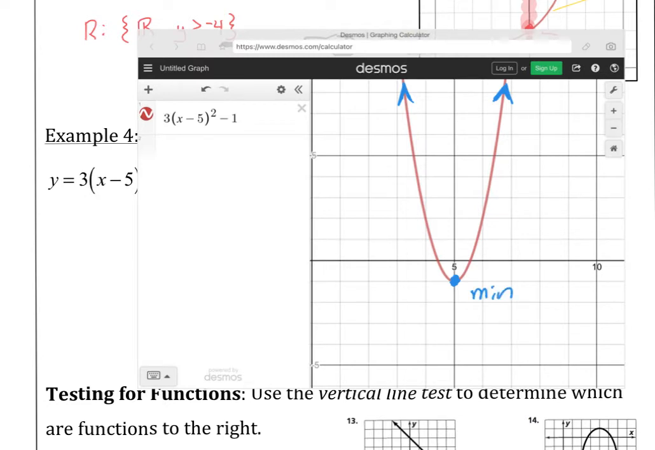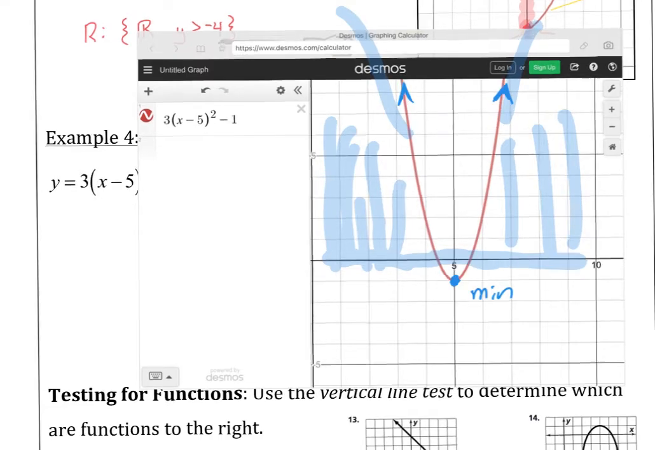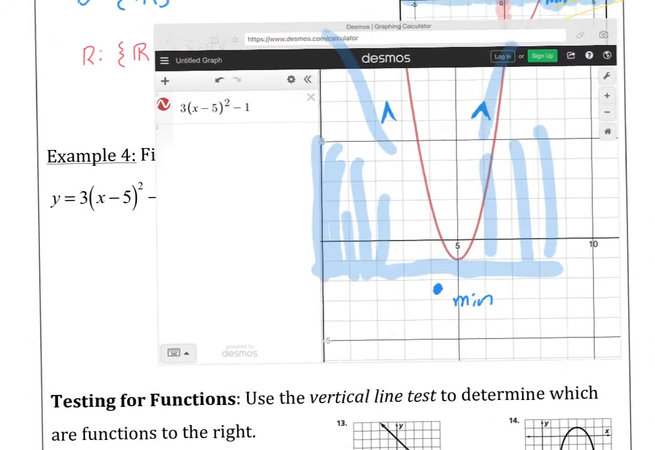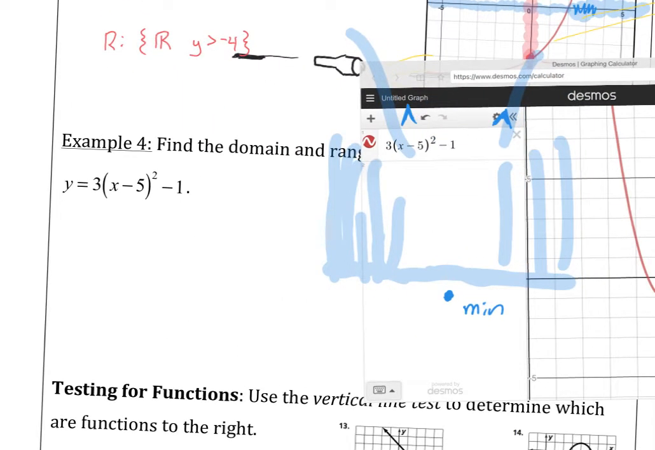So in terms of my flashlight and my domain, any number can go in. Any number can go in. Because look, if I were to project the shadow down below, this continues to open out. So that means there'll always be a shadow down there. So my domain is essentially all the real numbers. Domain is all real numbers.